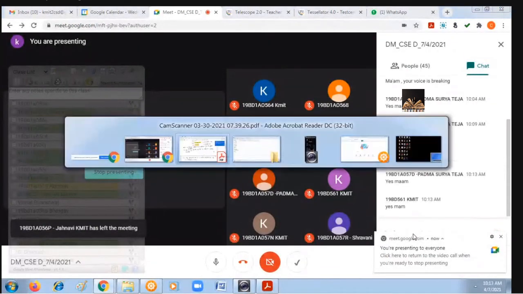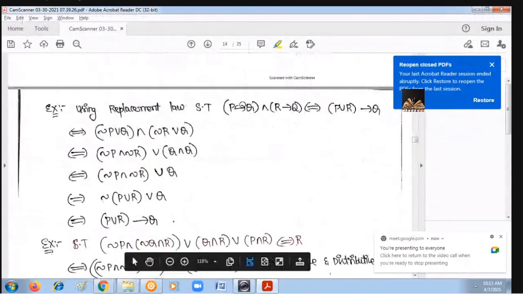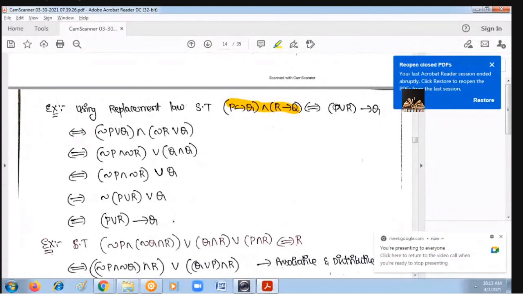Let us see one more example. Using the replacement process, prove that P tends to Q and R tends to Q is equal to P or R tends to Q. So this is one replacement law on conditional statements. We have seen this law, right? So let us prove this.